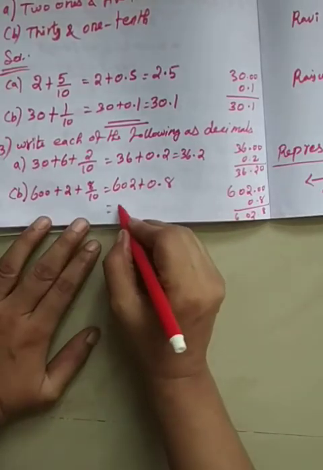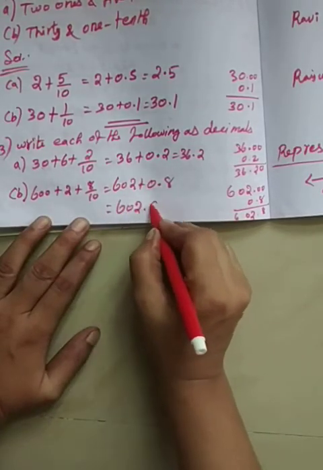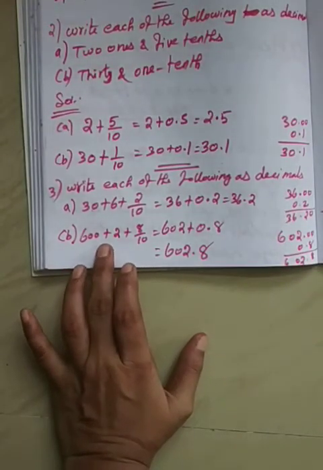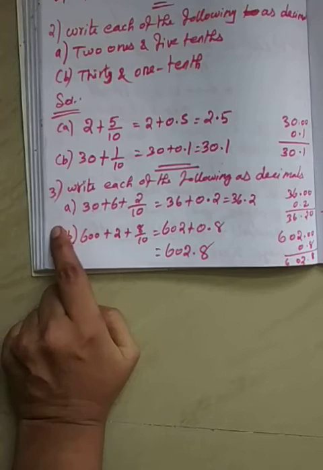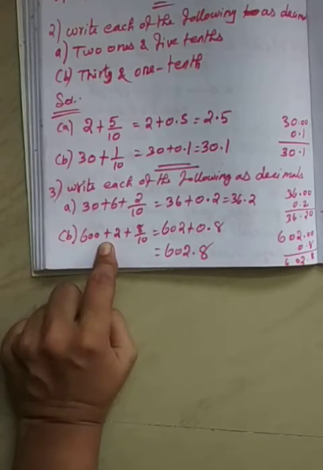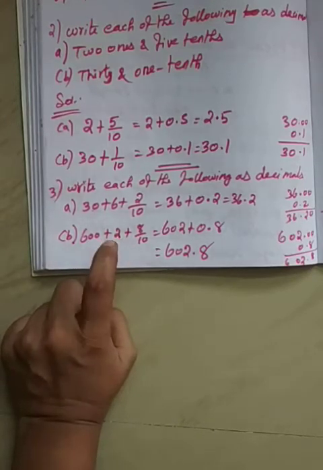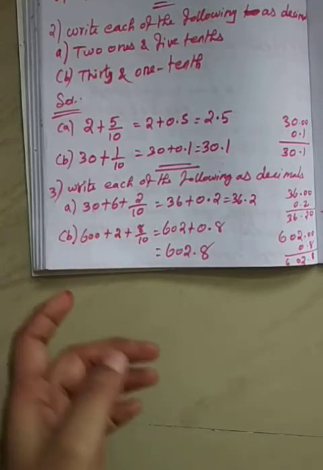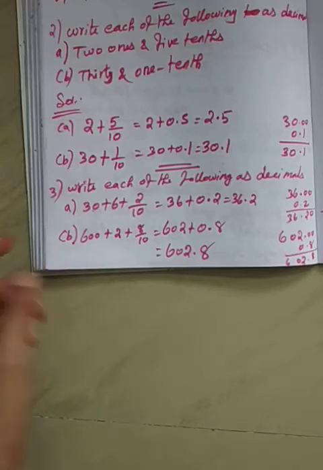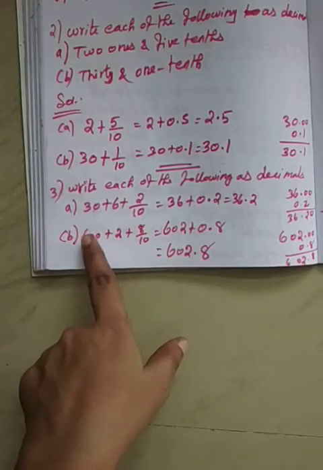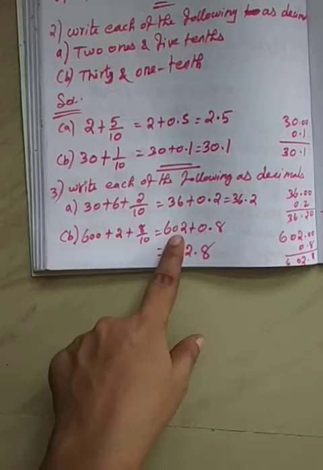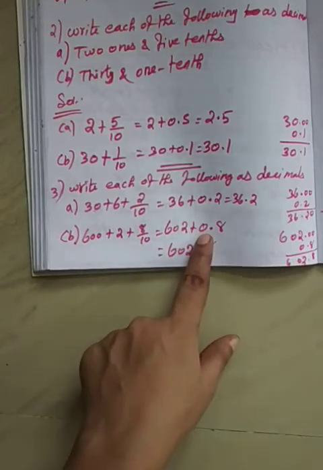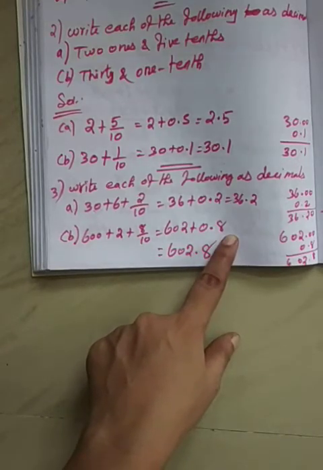8206. Your answer is 602.8. Everybody clear? In this one, note that it has 6 hundreds, and then here no tens. And see, 2 is the ones, and then 8 by 10 is 8 tenths. So therefore the decimal representation for this value is 600 plus 2. You can write first 602, plus this 8 by 10 can be written 0.8. Everybody know this one. Okay.